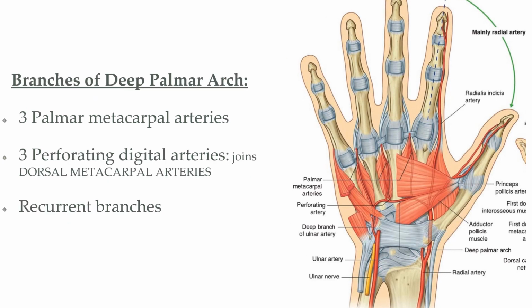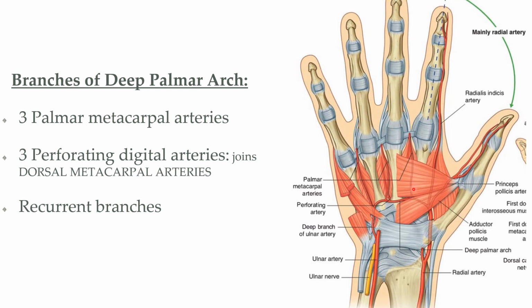Starting with the branches of the deep palmar arch, it gives three sets of branches. One is the palmar metacarpal arteries, which are three in number. The other set is the perforating digital arteries, and the third set is the recurrent branches. Now let us see the palmar metacarpal arteries in the illustration.